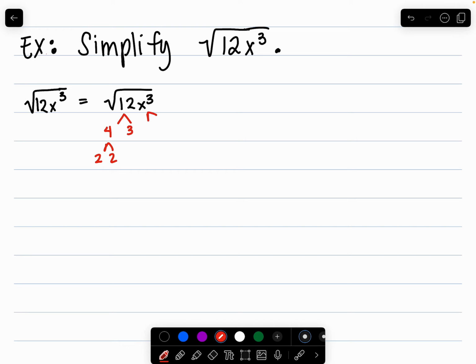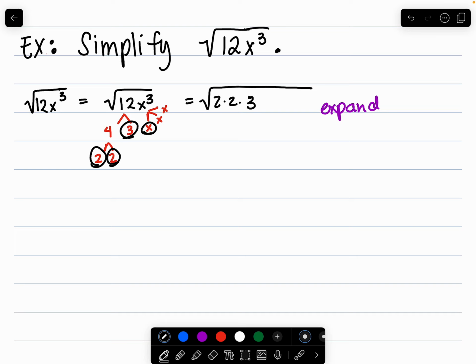2 here. How many x's do we have? There's 3 x's. So we are going to expand. So let's expand this. So we have 2 times 2 times 3 times the 3 x's.